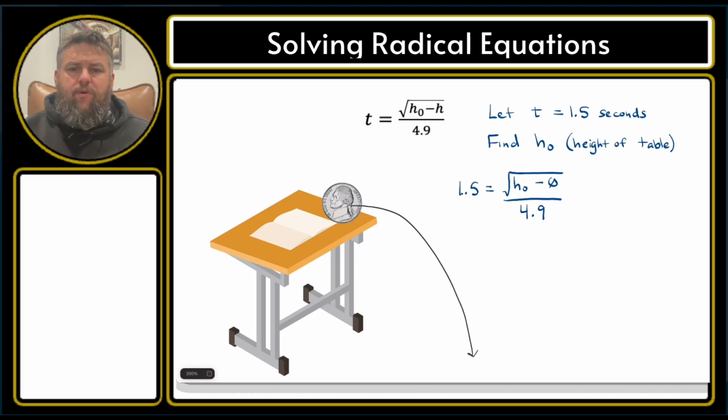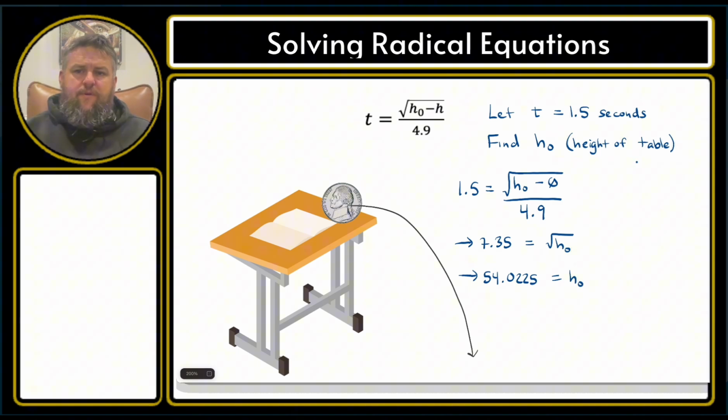So in our function, we have 1.5 equals the square root of h sub 0 minus 0, all of that divided by 4.9. First thing I'm going to do is get rid of the minus 0 because you're subtracting 0 from h sub 0. It's just h sub 0. And then we're also going to multiply both sides by 4.9. So the square root of h sub 0 is equal to 7.35. I will now square both sides in order to undo the square root, where h sub 0 is equal to 54.0225. H sub 0 again represents the height of the table.